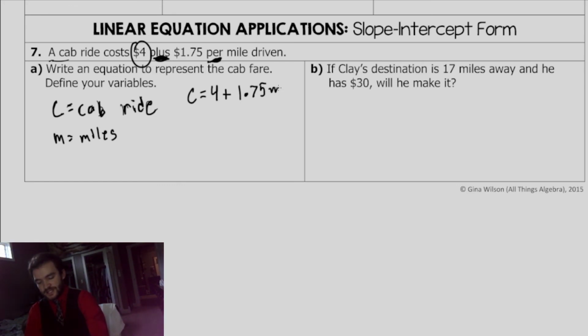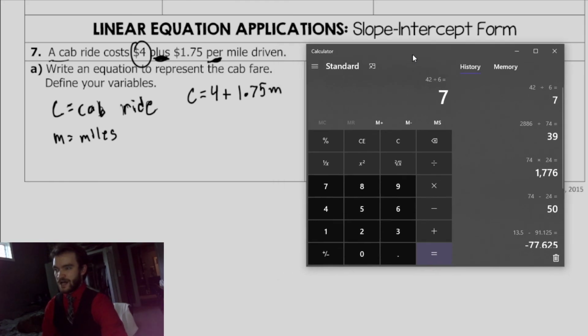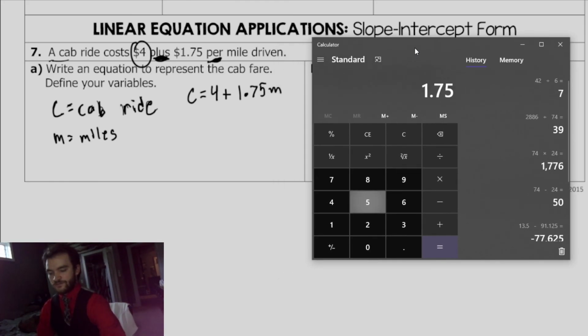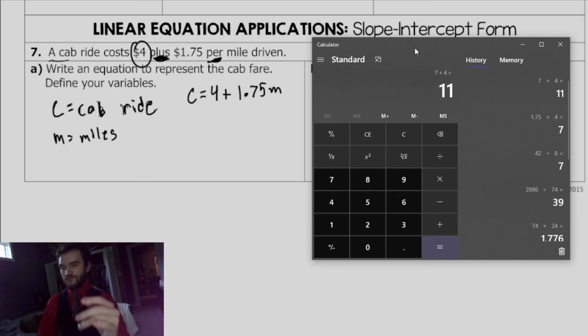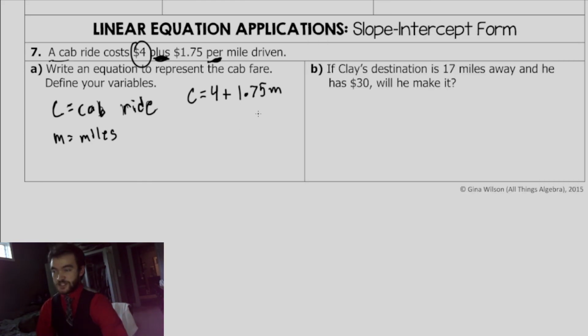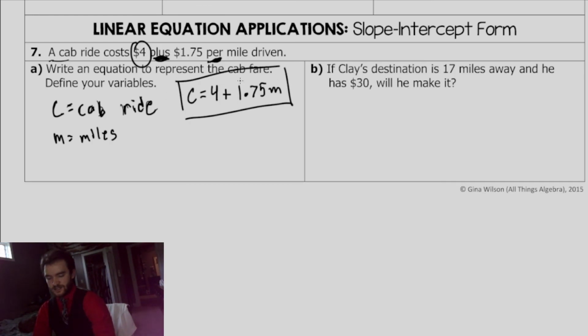So that's where we put M, right? This means that if I drive 4 miles, we can use a little quick calculator here. If I drive 4 miles, I'm going to take 1.75 times 4. And just from mileage, it charges me $7 plus $4 means that it's going to be $11 to travel 4 miles in a cab. This is all it's saying. So write an equation, represent the cab fare, define your variables. Cool. We just defined the variables right there, and that is our equation. This is defining variables, by the way.